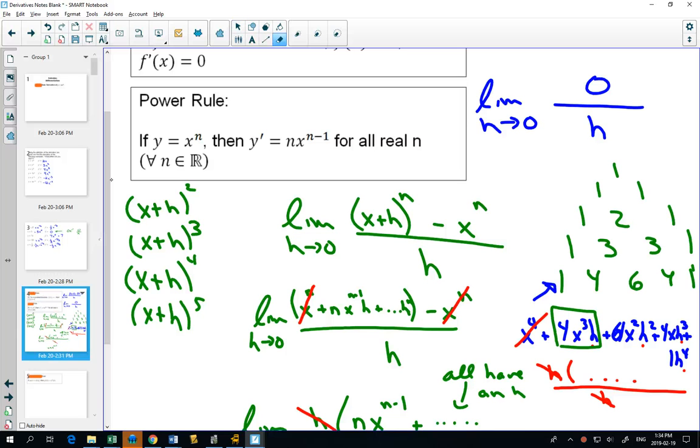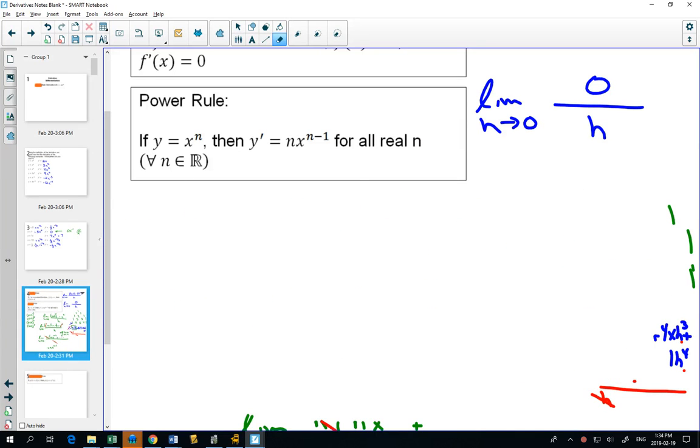The other thing I wanted to talk about in this one, so I'm going to erase this for now, is some notation things. So, power rule. If y equals x to the n, then the derivative, y prime, which is one of the symbols for the derivative that we've seen already, is equal to n x to the n minus 1. Bring the number in front and subtract 1 from the exponent, for all real numbers n. So that means this works with positive numbers, negative numbers, fractions, decimals, it works for all numbers.